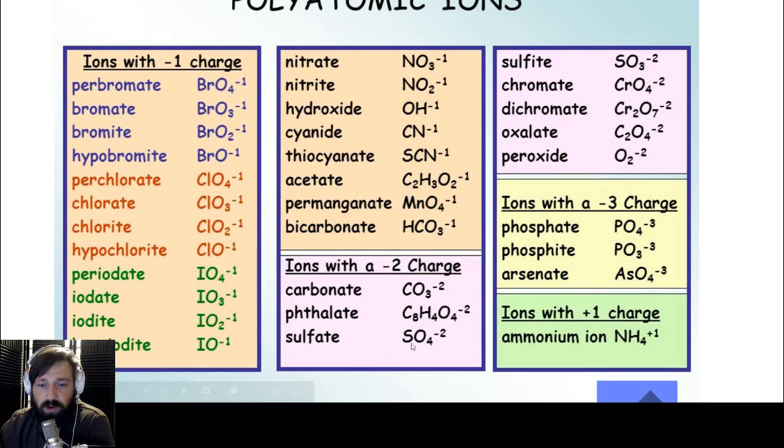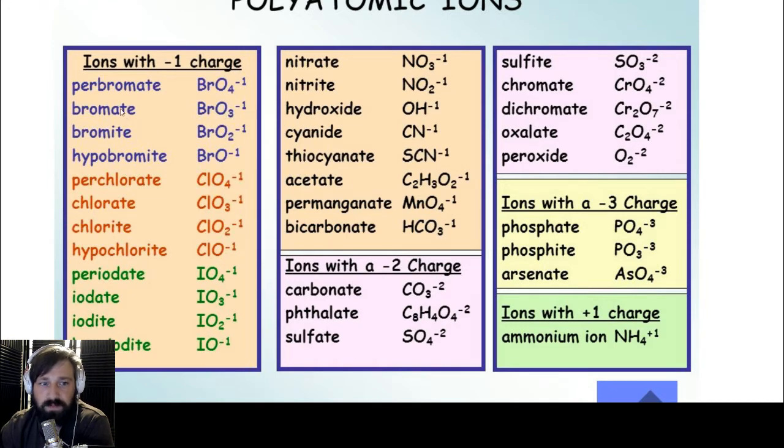And the way I remember sulfate and phosphate have 4 and 3 is that these guys have bigger charges, so they're going to have more oxygens. That's the way I remember it. These 1 minus charges, the ates and ites, have 3 and 2 for that.